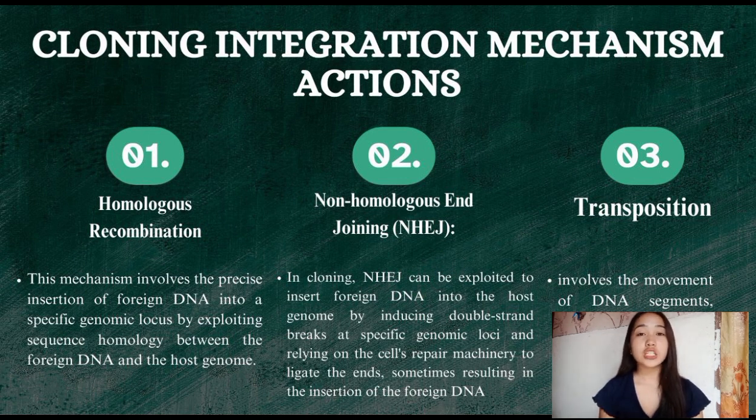So the two Holliday junctions are crucial intermediates as they allow for the exchange of genetic material between the two DNA molecules. They can be resolved in different ways, leading to either the formation of crossover products, which results in genetic recombination, or non-crossover products where no genetic exchange occurs. The resolution of Holliday junctions is tightly regulated and is essential for proper DNA repair and genetic diversity. So here's the video to better understand cloning integration.